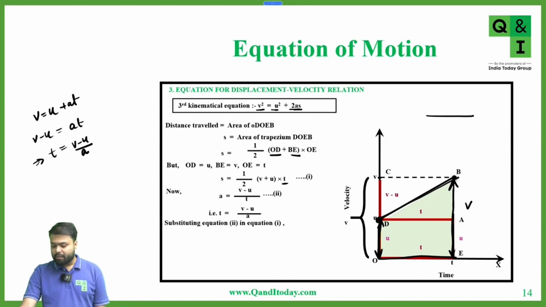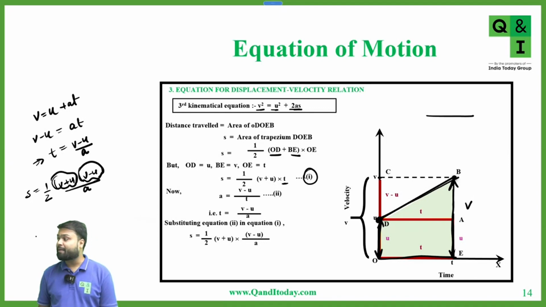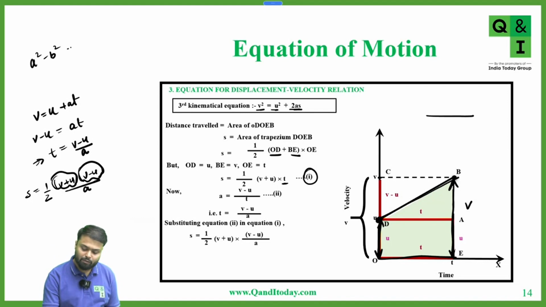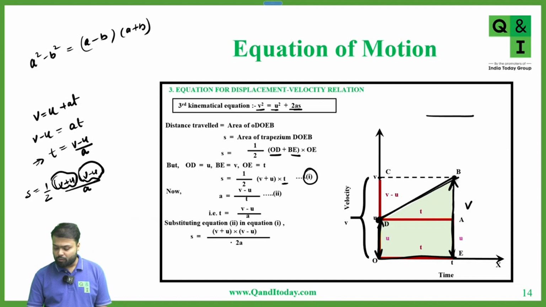We will put it in the first equation, so we'll get s is equal to half v plus u into v minus u by a. Now in one bracket we have a plus b, in another bracket we have a minus b. What is a plus b into a minus b? That's equal to a square minus b square. Yes or no? So here we can write in place of v plus u into v minus u, v square minus u square.